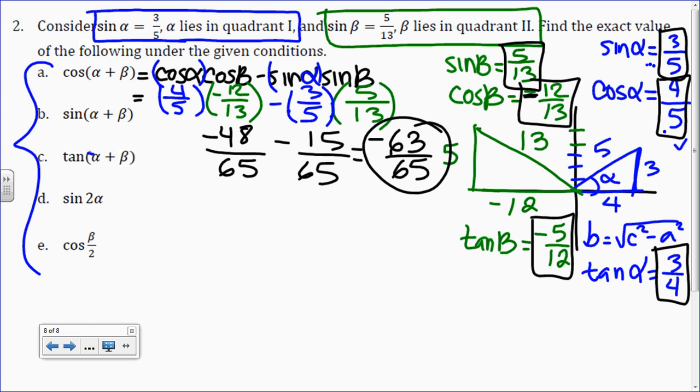Well, that's easy. But, for example, this one, remember you need to know the formula. You're going to give it to us? Nope, you need to know that formula. 2 sine alpha cosine alpha. That's the formula.